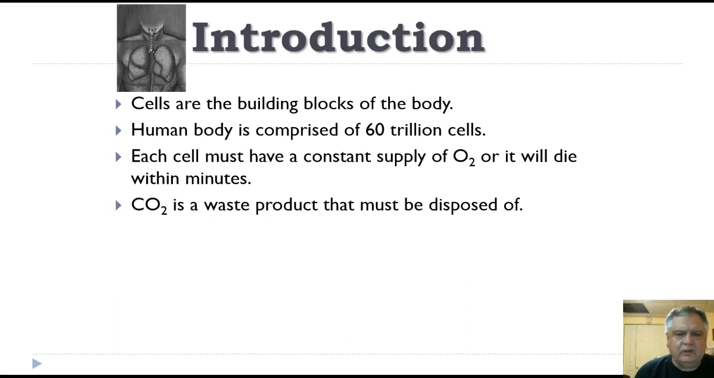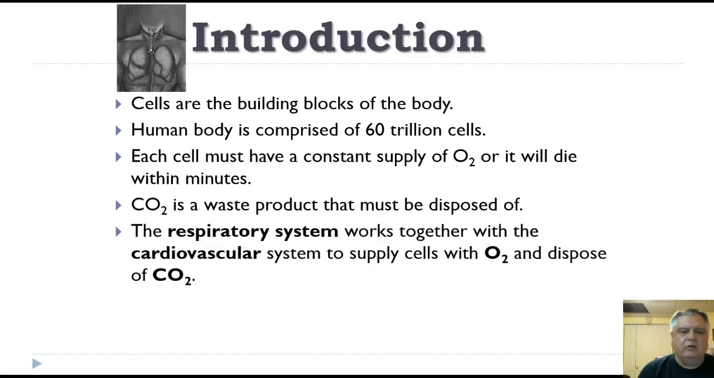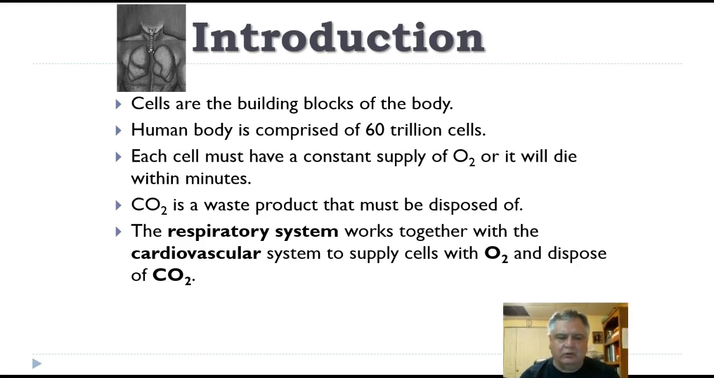So in addition, each of the cells also needs the ability to dispose of a waste product that's produced as a result of cellular respiration called carbon dioxide. So the respiratory system works together then with the cardiovascular system to supply the cells with the oxygen that they need to carry out cellular respiration and produce energy, and to dispose of carbon dioxide, which is a byproduct of that cellular respiration process.